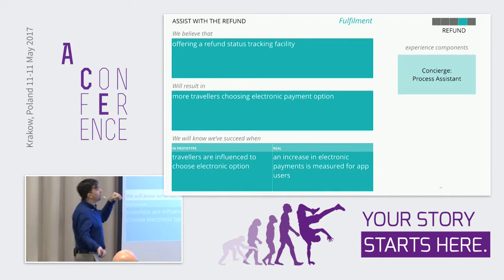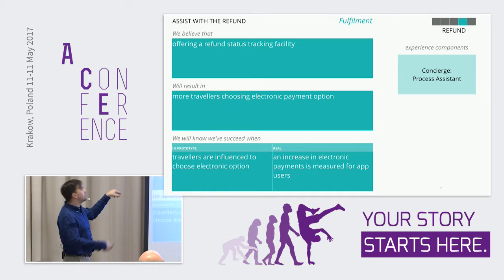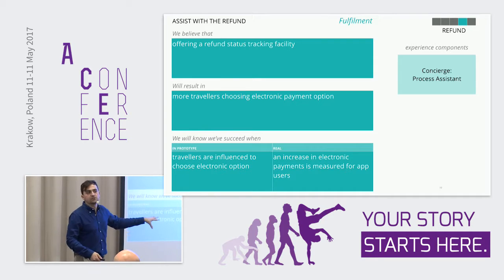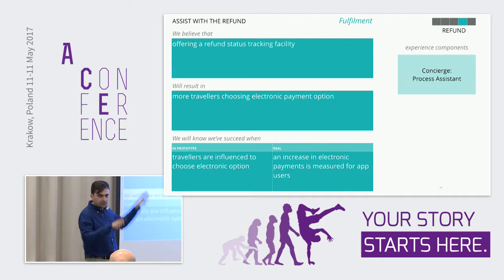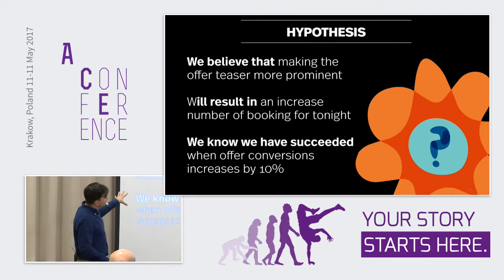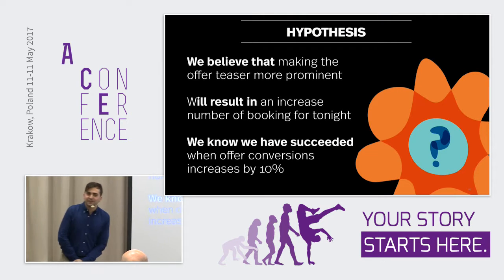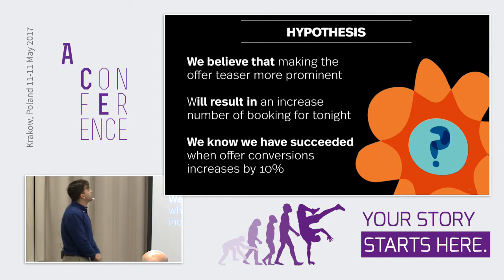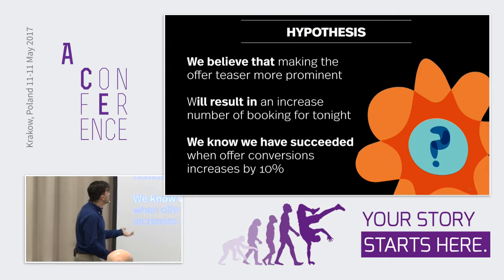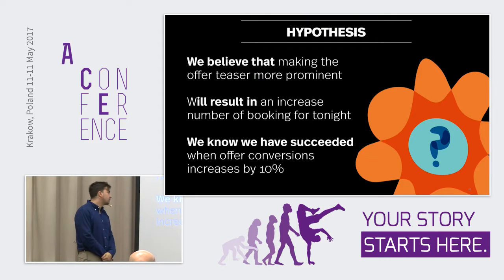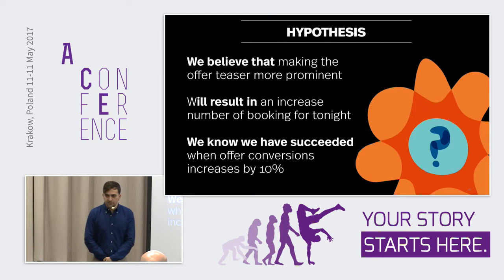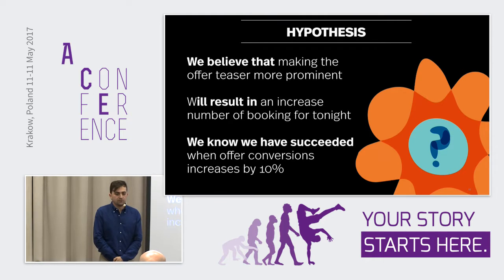So you probably heard about hypotheses. We believe that something will result in something, and we know we have succeeded when we see those metrics happening. And this is a card. We are producing those cards on the wall, and we are measuring it. I can give you a more readable example on the slide here: we believe that making the offer teaser more prominent will result in an increased number of bookings tonight, and we know we have succeeded when we see, let's say, a 10% increase. We have a metric, something we would like to check.